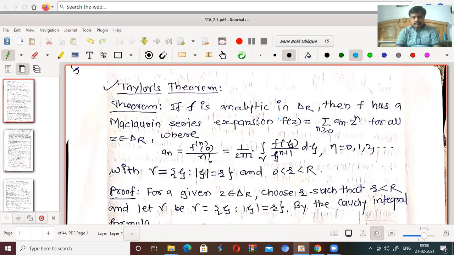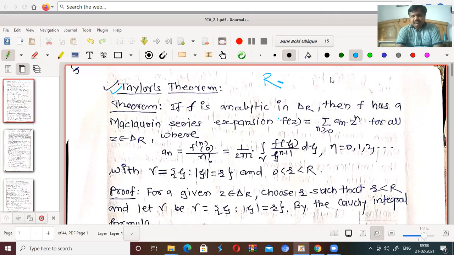In this lecture we will discuss Taylor's theorem. You all know Taylor's theorem in real analysis, the same Taylor's theorem and Maclaurin's theorem. The same Taylor's theorem is also valid in complex variable or complex analysis.